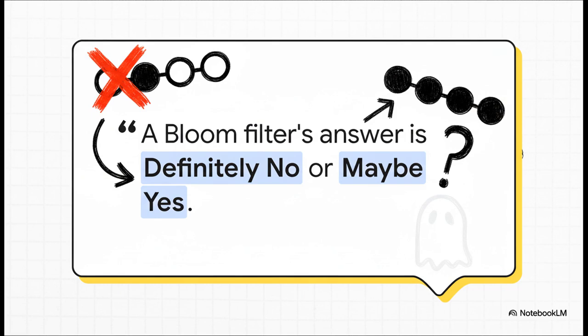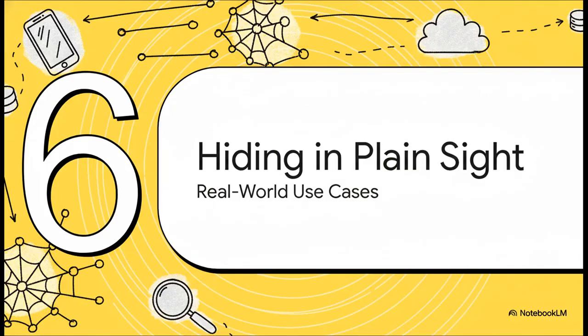Think about it. If it checks the bits and even just one of them is a 0, it knows with 100% certainty that the item was never added. That's a definitely no. But if all the bits are 1, it can only say maybe yes, because hey, it could be a false positive. So let's move on and see how this wonderfully imperfect, this good enough data structure is the unsung hero behind so much of the technology you use every single day.